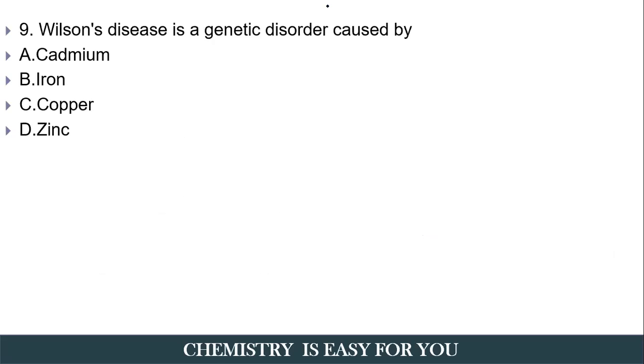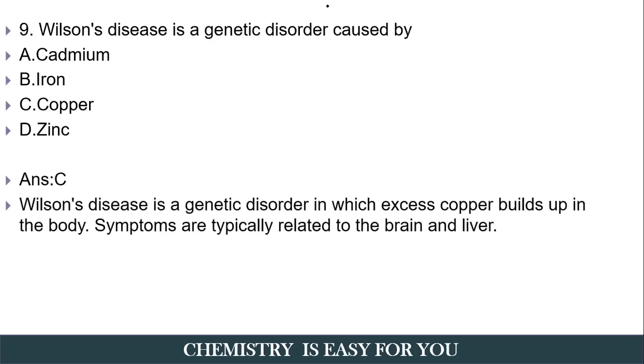The ninth question here is: Wilson's disease is a genetic disorder caused by? We have four elements given here. The answer is option C, copper. Wilson's disease is a genetic disorder in which excess copper builds up in the body, and the symptoms are related to the brain and liver.